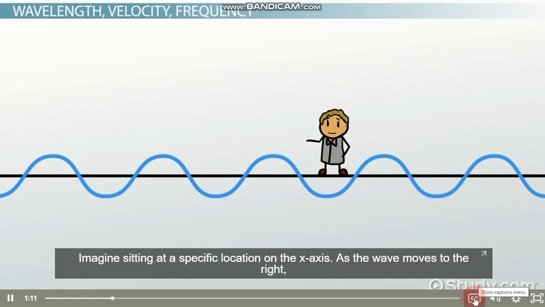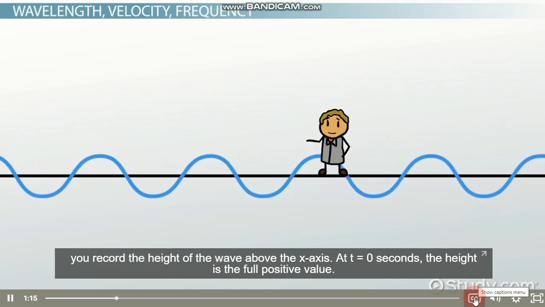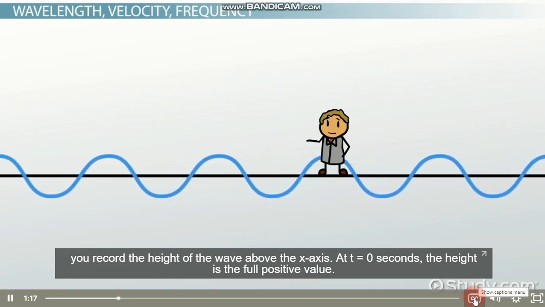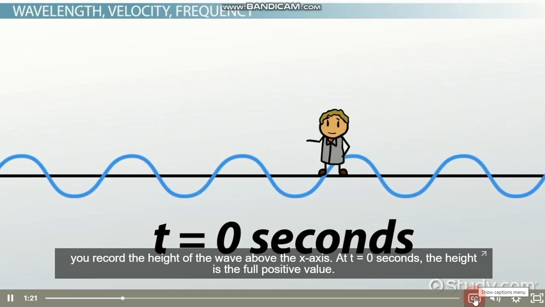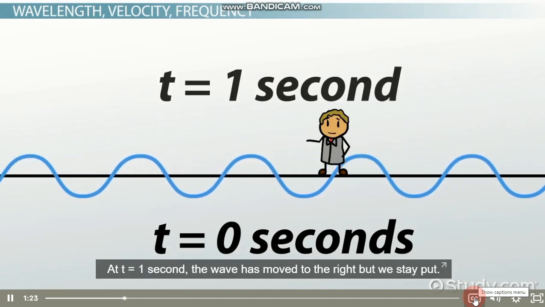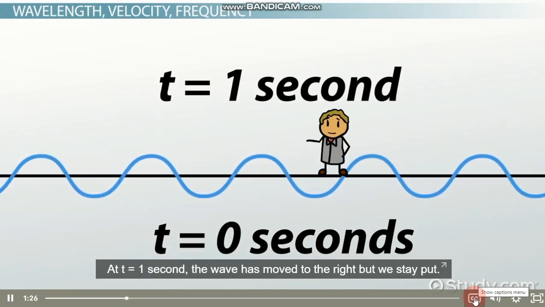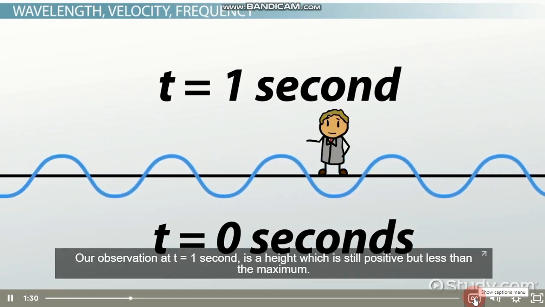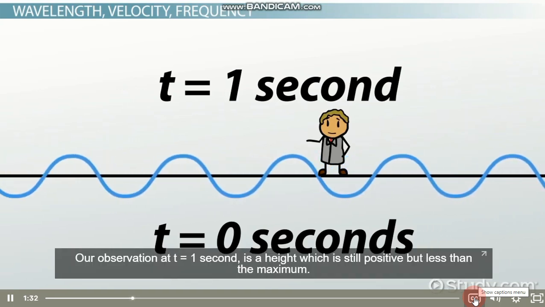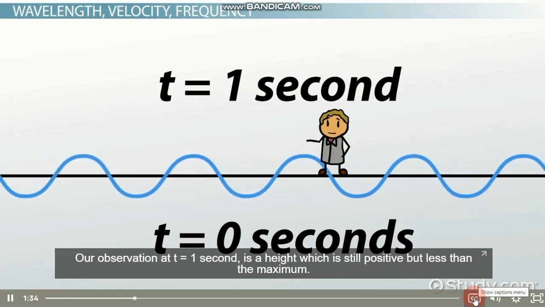Imagine sitting at a specific location on the x-axis. As the wave moves to the right, you record the height of the wave above the x-axis. At t equals 0 seconds, the height is the full positive value. At t equals 1 second, the wave has moved to the right, but we stay put. Our observation at t equals 1 second is a height which is still positive but less than the maximum.